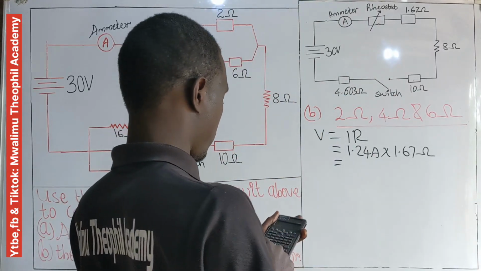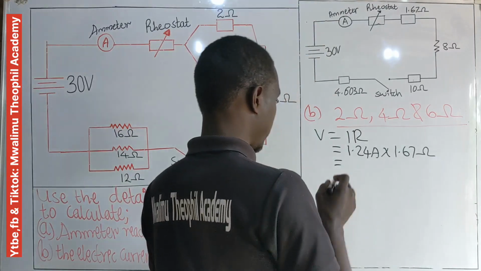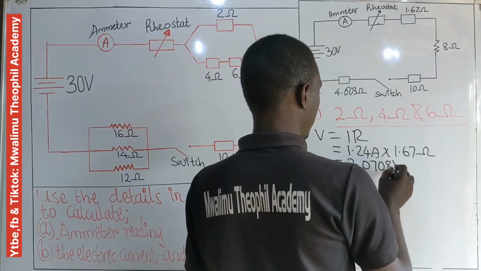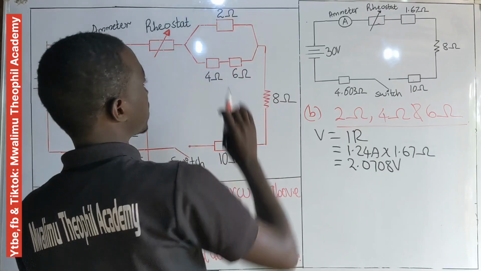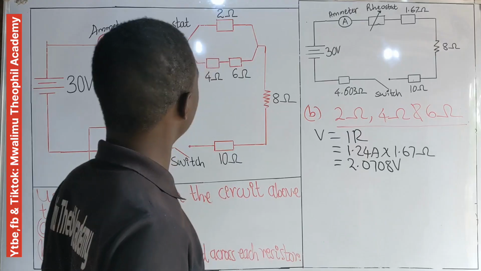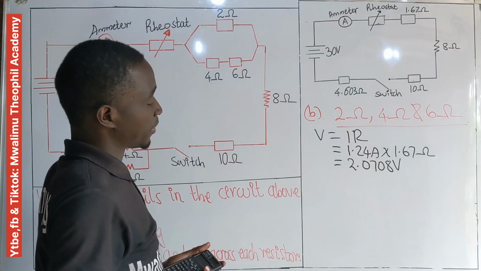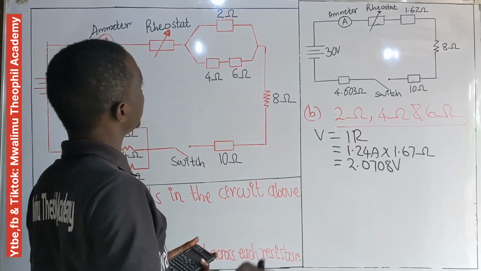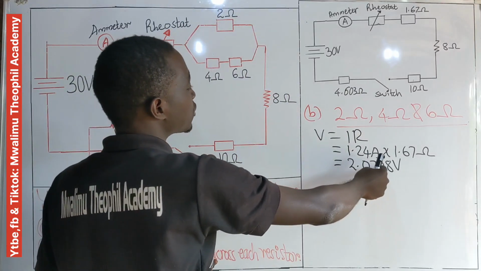Then let's compute this. On computing, we have 1.24 times 1.67. After computing, we get 2.0708 volts. Now this is our potential difference for all these three resistors. After we have obtained the potential difference for the combined three resistors, we know that when the resistors are in parallel, the potential difference across each resistor is the same. It means that in the 2 ohm resistor, the potential difference dropping in it is 2.0708 volts.